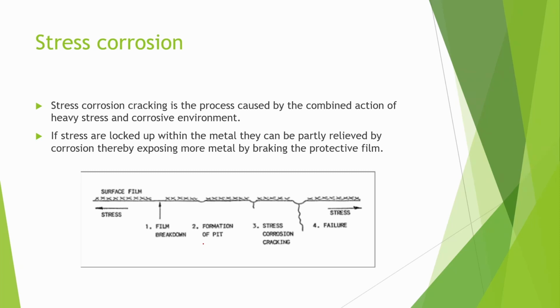Due to any reason that I have previously mentioned, the film may break down, and once the film breaks down, the formation of pit starts. Due to the presence of residual stresses, this is the word that the surveyor wants to listen, stress corrosion cracking occurs, and once this cracking starts, it propagates due to the residual stresses again, and finally failure occurs and the tube fails.